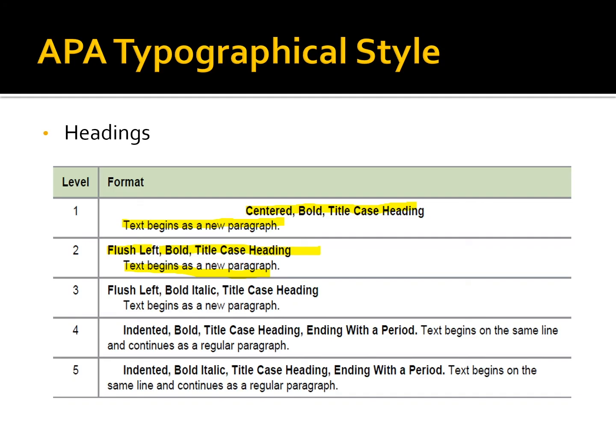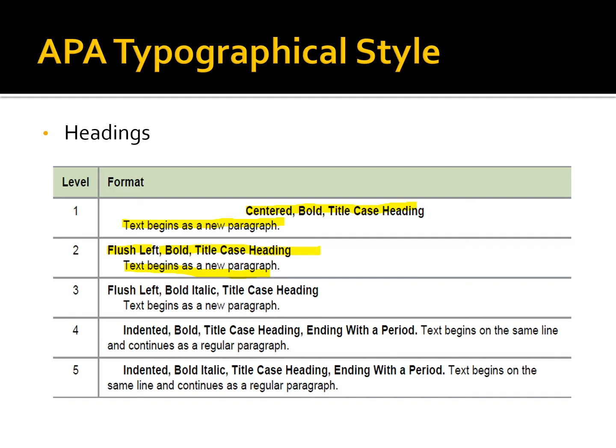Now, let's say you want to introduce a measure. In your introduction, you've got the title of your paper, a level one heading, and then you talk about differences between men and women. That's a level 2 heading. Then let's say you talk about differences across age groups. That's another level 2 heading in your introduction. And then you move on to your method section. Method would be centered, bold, and capitalized, so that would be a level 1 heading.